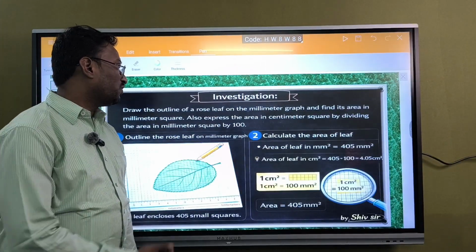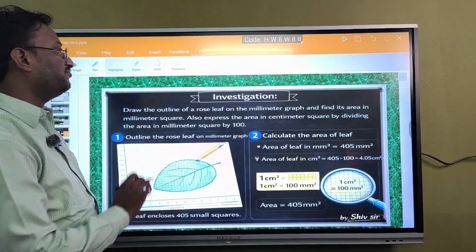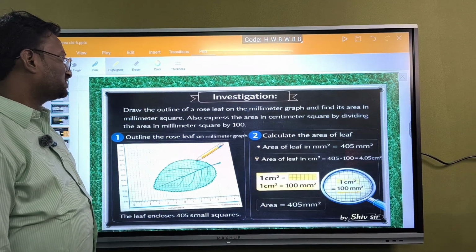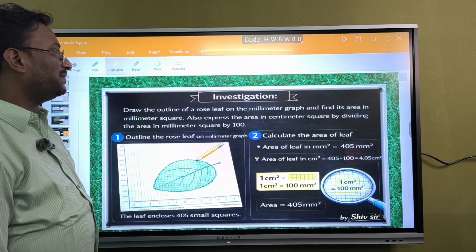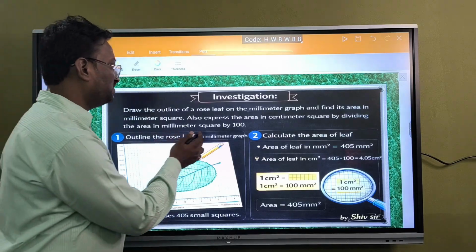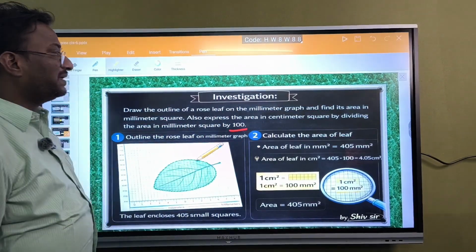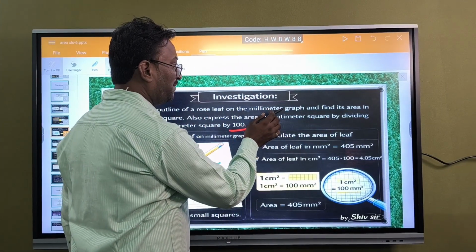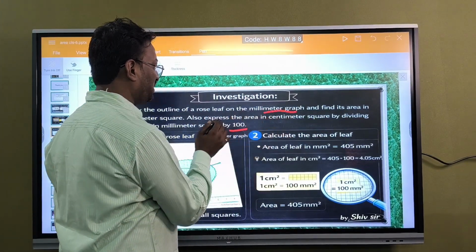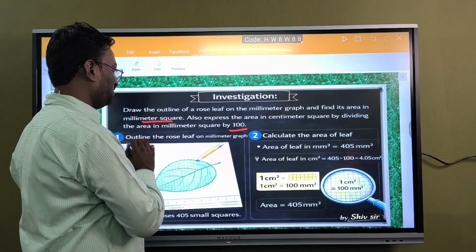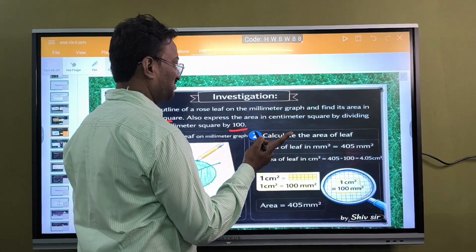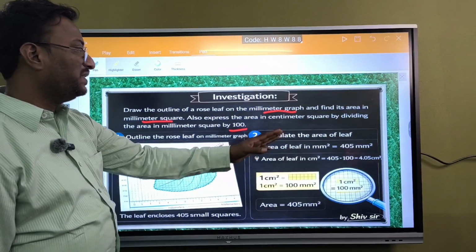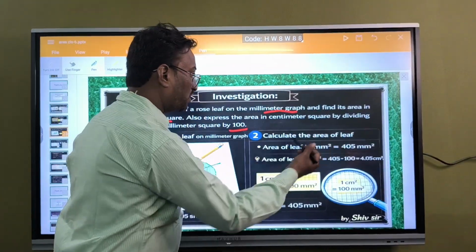Draw an outline of the rose leaf. So this is the rose leaf on millimeter graph, and find its area in millimeter square. Also express the area in centimeter square by dividing the area by 100. Through millimeter graph you are going to get the area in millimeter square. If you divide it by 100, you are going to get centimeter square. So the area of the leaf in millimeter square is around 405.